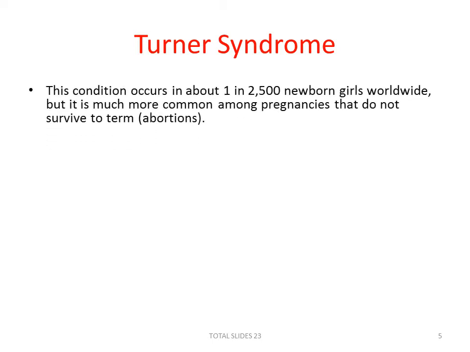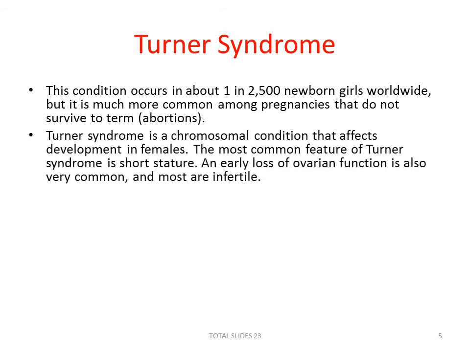Now, sex chromosomal abnormalities. Most common is Turner syndrome. This occurs in about 1 in 1500 newborn girls worldwide, but is much more common among pregnancies that do not survive to term. I mean, it is most commonly found in abortions. Turner syndrome is a chromosomal condition that affects the development in females. The most common feature of Turner syndrome is a short stature. An early loss of ovarian function is also very common, and most of those children are infertile.